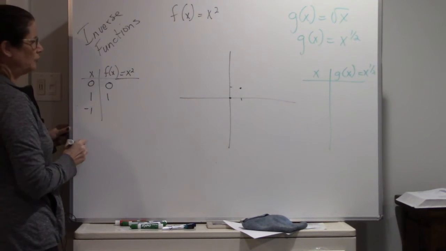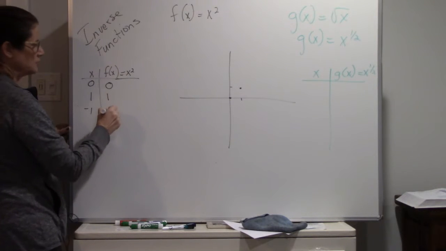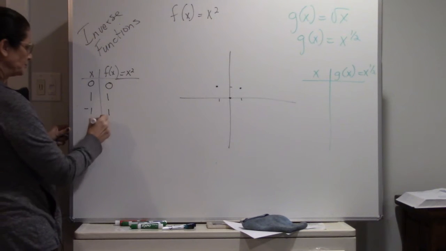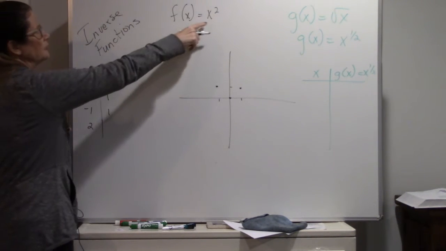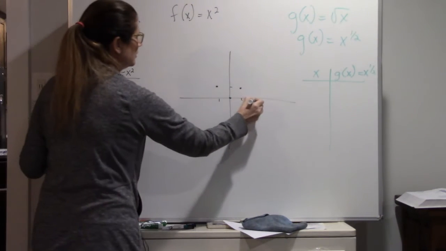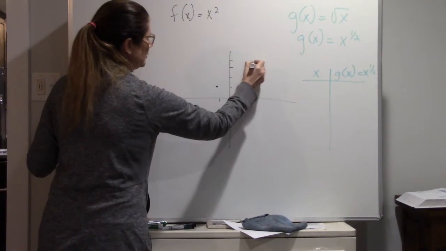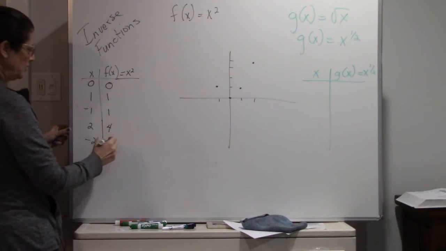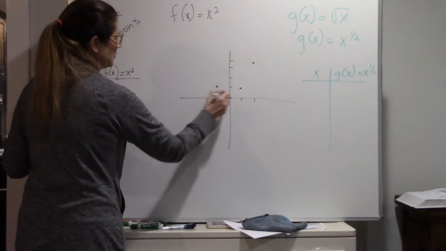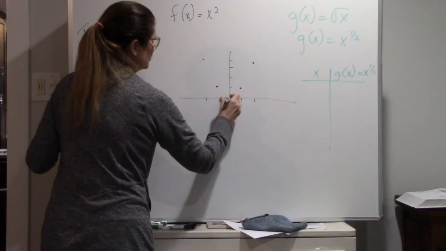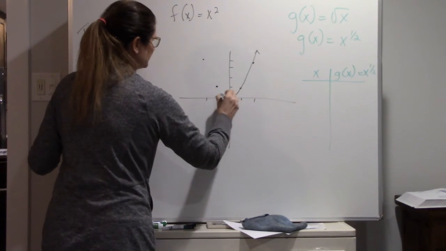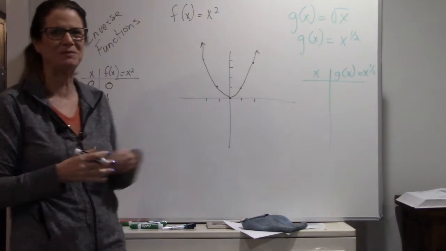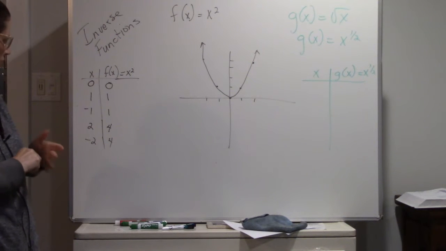When I plug in negative 1, negative 1 squared is positive 1. So when I plug in negative 1, I get out positive 1. When I plug in 2, 2 squared is 4. So when I plug in 2, it spits out 4. And the last one, when I plug in negative 2, negative 2 squared is also 4. So when I plug in negative 2, I get out 4. So my x squared function is this parabola. You're going to pretend that it is symmetrical on both sides. Okay? So that is our x squared function.